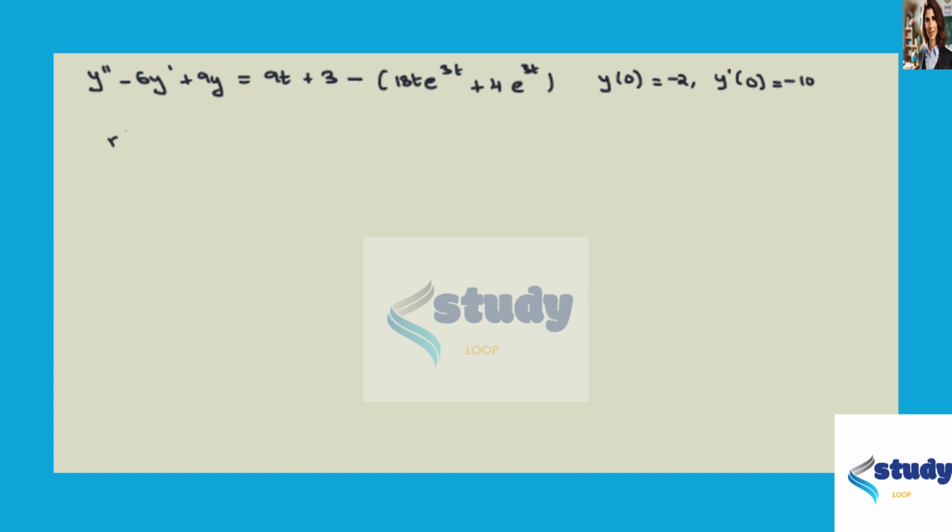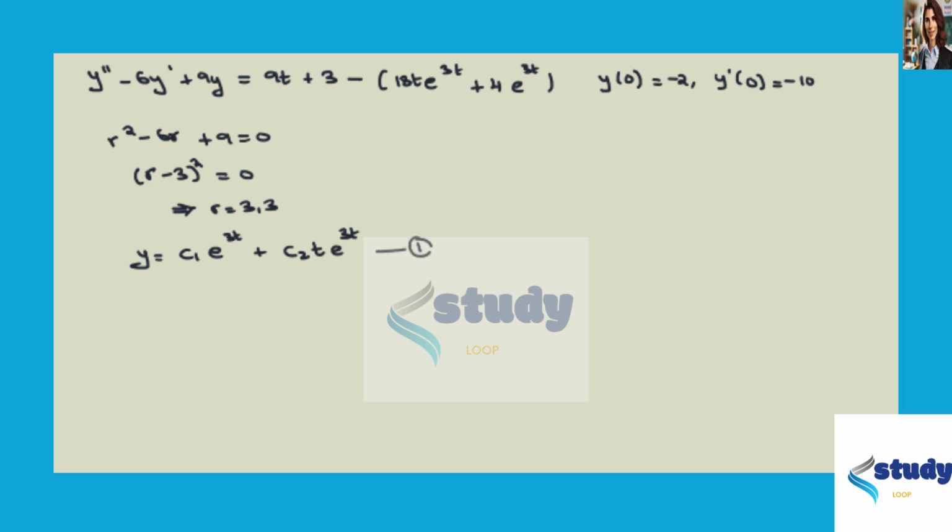We have r squared minus 6r plus 9 equals 0. Factorizing this, we have (r - 3) the whole squared equals 0, which implies that r equals 3 and 3. Since we have real equal roots, the solution is given by c1 e^(3t) plus c2 t e^(3t). Let us mark this as equation number 1.